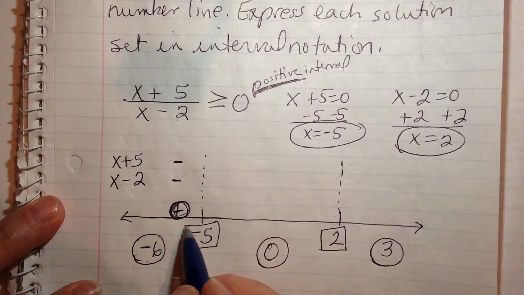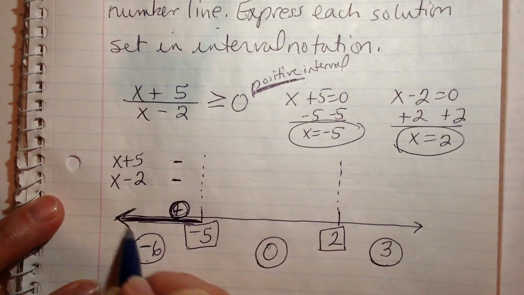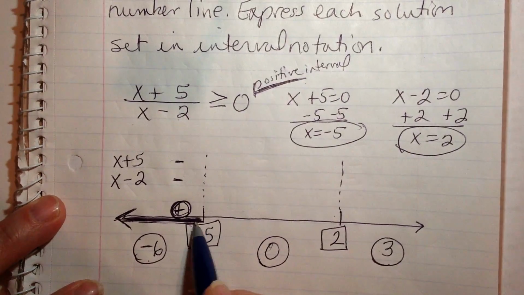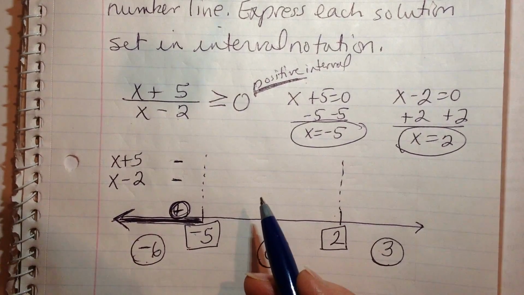Now, I'm looking for positive intervals. Therefore, this is an answer. We will shade everything less than negative 5. So if negative 6 works, then every number in this interval works.